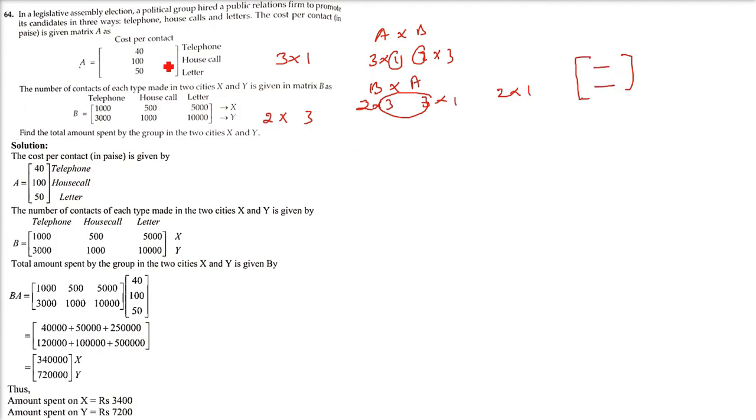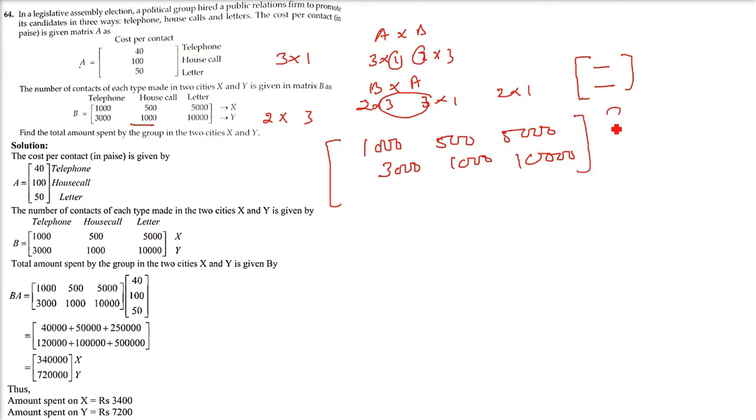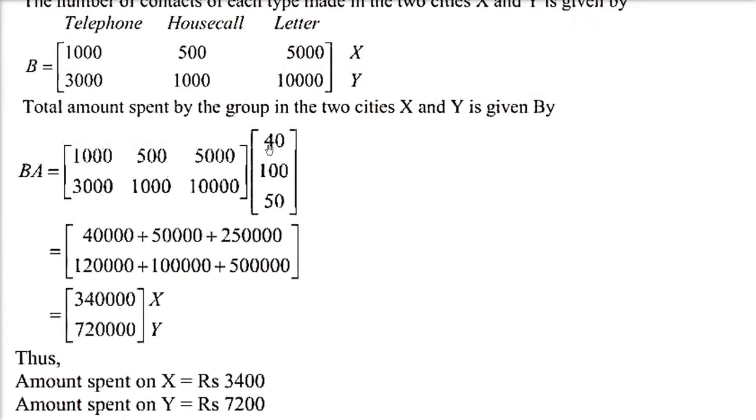Okay, let us take these two matrices and just multiply. This is 1,000, 500, 5,000, 3,000, 1,000 and 10,000. Multiply this with the second matrix, which is A: 40, 100 and 50. Please remember these are in paise. So let it be in paise. When we reach the answer, we will convert it into rupees. Now multiply these two. Let me show you how we multiply. See, 1,000 into 40, 500 into 100 and 5,000 into 50.